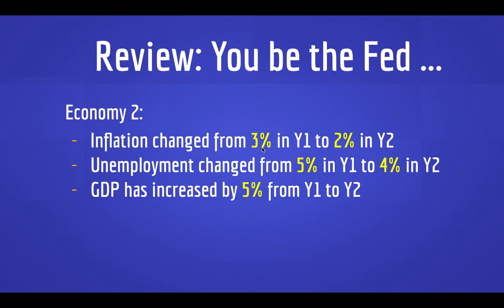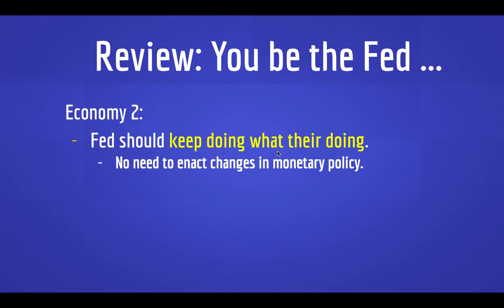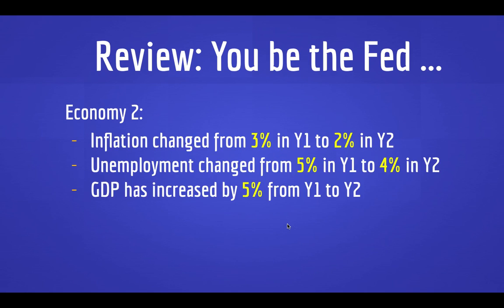Well, if we did the opposite, then these numbers are likely to change. Because all the economic indicators seem to be in a good place, the Fed should just keep the status quo. Don't change anything. Don't raise the reserve requirement. Keep interest rates where they are. Don't buy back or sell any more bonds. Just keep things where they are. No need to enact really any monetary policy, because all the indicators say this economy is doing pretty good.